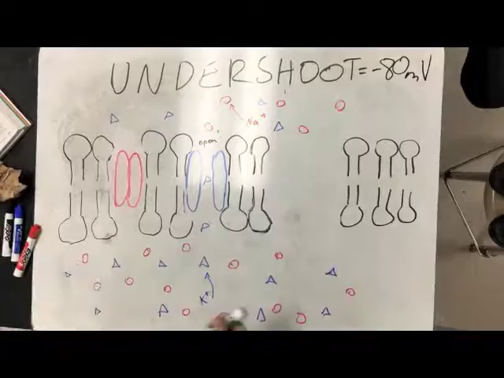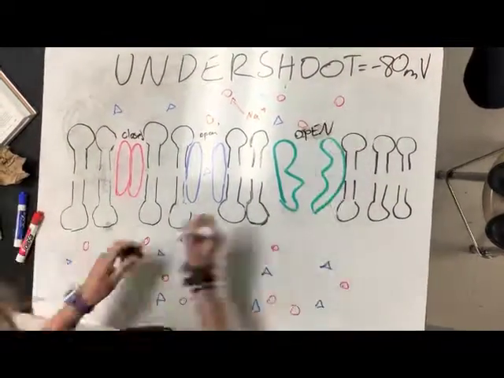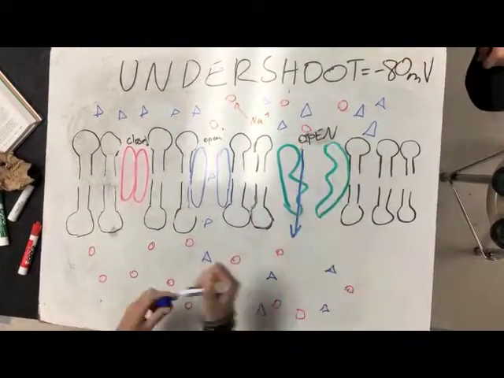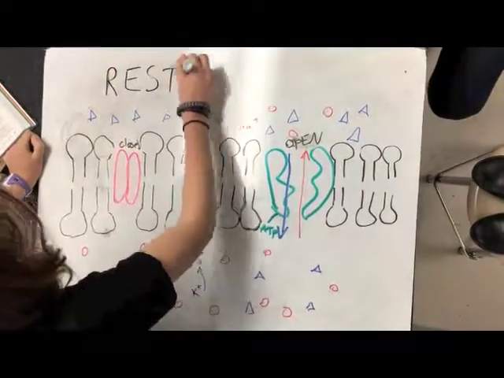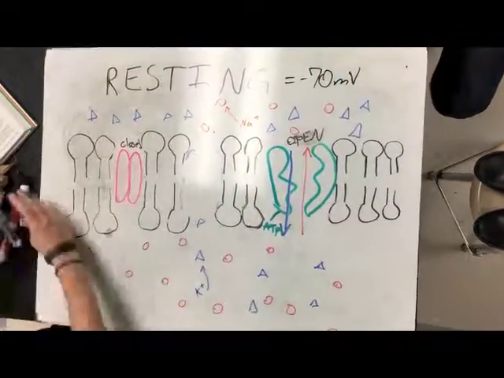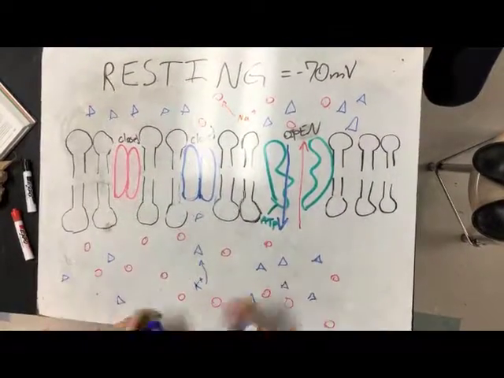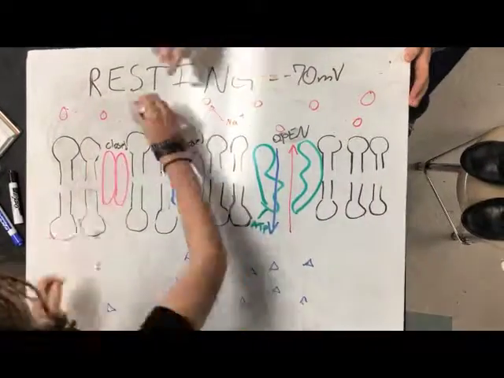At this point, some of the voltage-gated potassium channels close, although not all. The sodium-potassium pump works to rebalance the ion concentrations, pumping sodium out of the cell and potassium into it. Once the sodium-potassium ion pump has rebalanced the ion concentrations, the membrane potential returns to negative 70 millivolts. The neuron is ready to receive another signal.